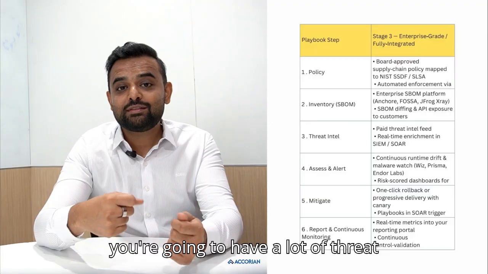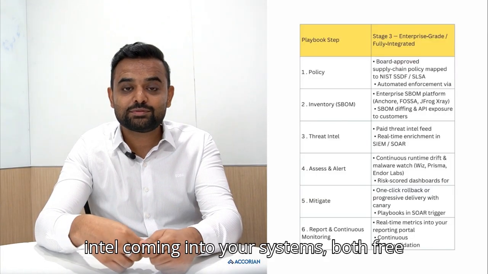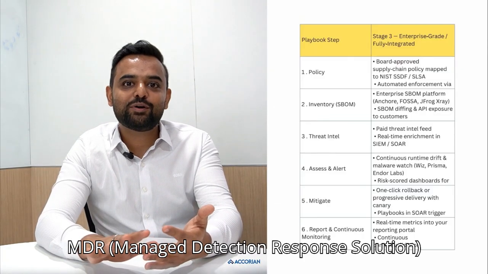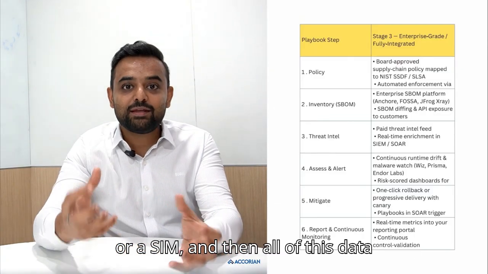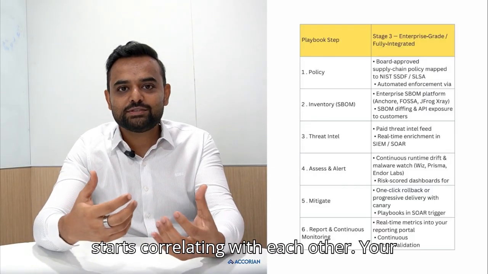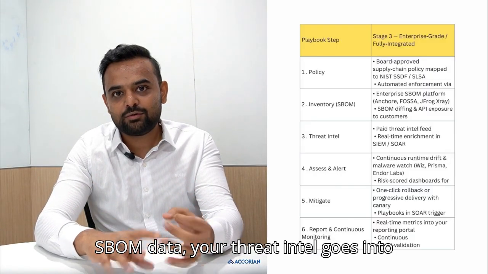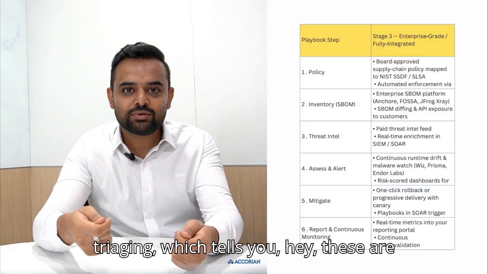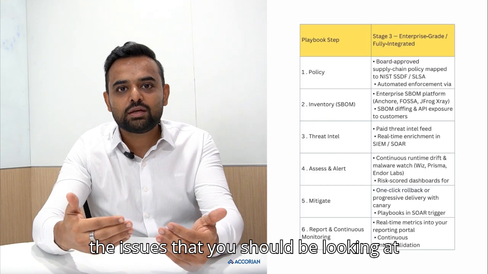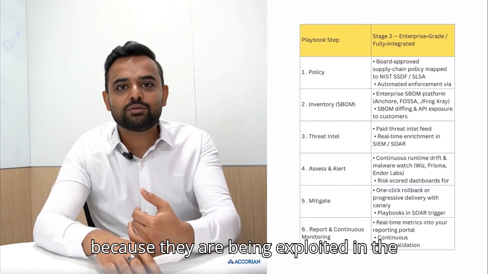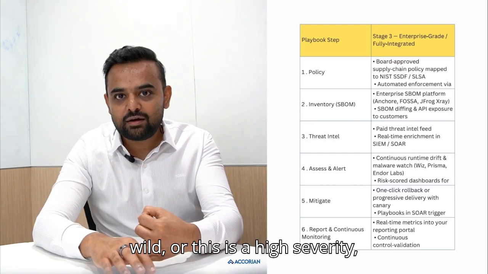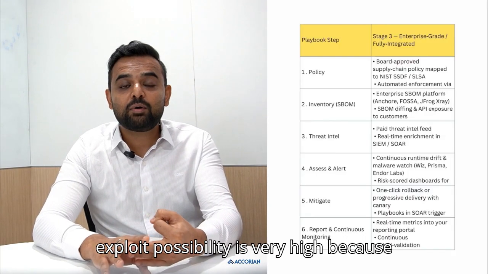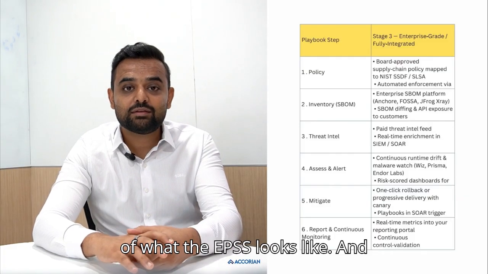have a lot of threat intel coming into your systems, both free and paid. You'll have a very effective MDR, managed detection response solution or a SIM, and then all of this data starts correlating with each other. Your SBOM data, your threat intel goes into your MDR, which allows more active triaging, which tells you, hey, these are the issues that you should be looking at because they are being exploited in the wild, or this is a high severity basis the CVSS, or the exploit possibility is very high because of what the EPSS looks like.